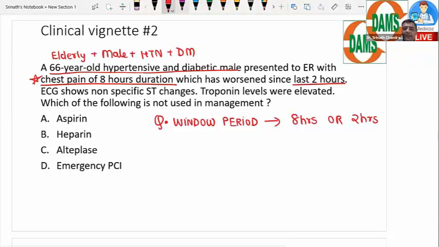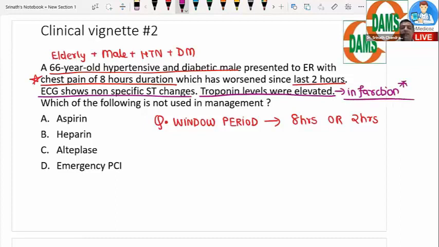Reading further, the ECG shows non-specific ST segment changes, but the troponin levels are elevated, suggesting that there is infarction. Once infarct has occurred, what is required? Heparin is required, and aspirin is to be given. So what is the diagnosis in this case? The diagnosis in this case is NSTEMI.